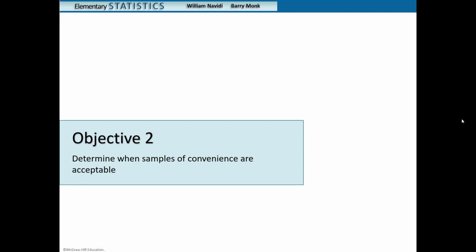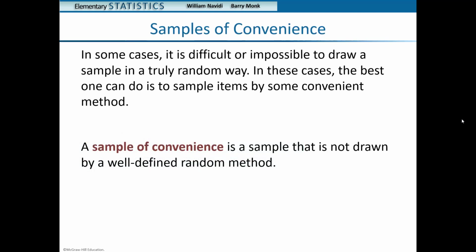Let's move on to our next objective. Simple random sampling is really the simplest and, like we said, often the best method for collecting a sample. It's not the only method, however, and let's talk a little bit about a different sampling method, which we call samples of convenience. Basically, a sample of convenience is maybe utilized in certain cases where it's just difficult or impossible to draw a sample in a truly random way.